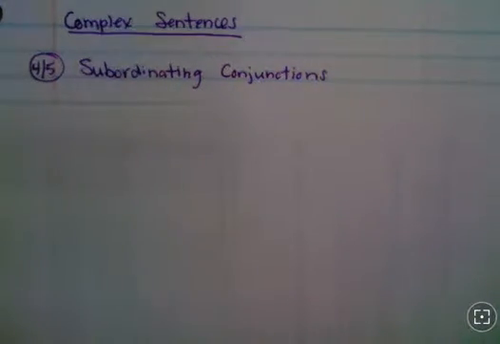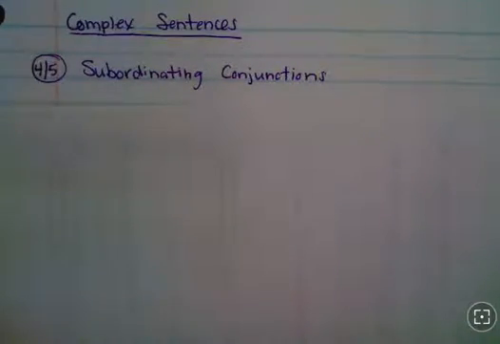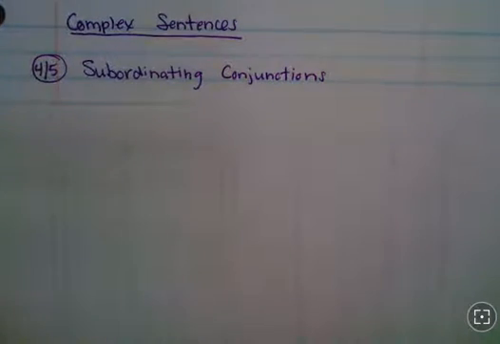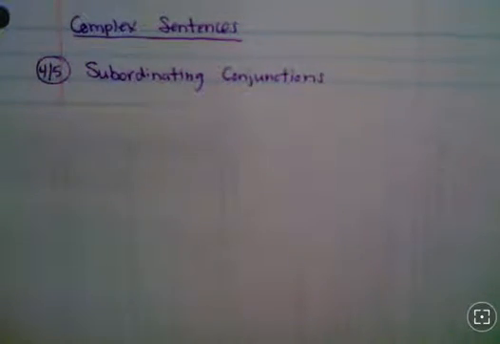So now we are going to look at complex sentences. Complex sentences join independent clauses, or complete sentences, with dependent clauses. Dependent clauses depend on independent clauses to be complete. A dependent clause cannot be by itself. This is where a lot of students run into trouble because they think a dependent clause is a complete sentence.